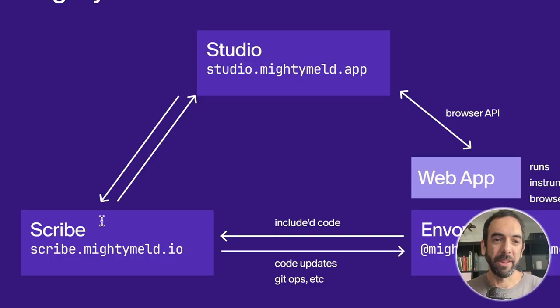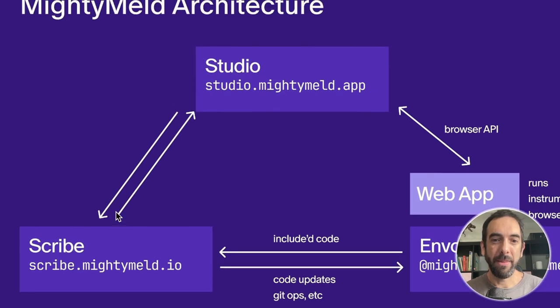So let's talk a little bit about Scribe. What does the Scribe tool do? The Scribe, also commonly called Spin Cube, shares code like updates. So basically, today? So as we saw, the code that gets from the Envoy.